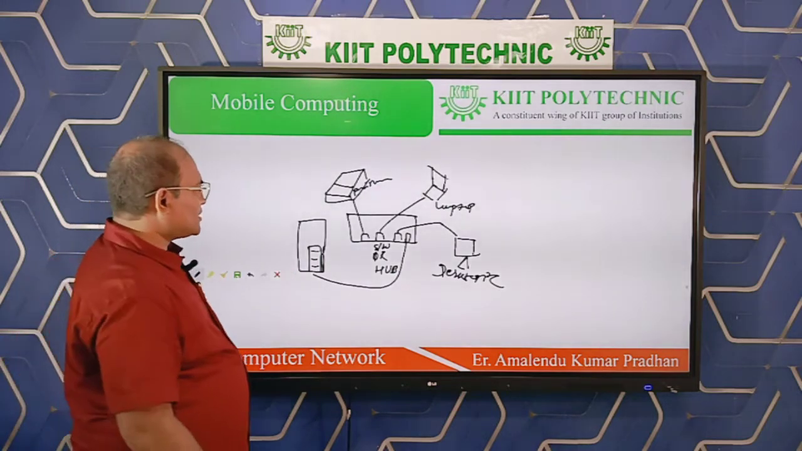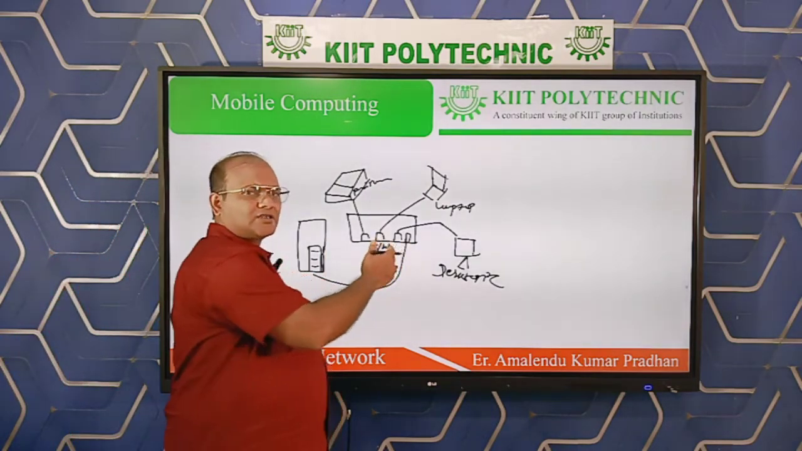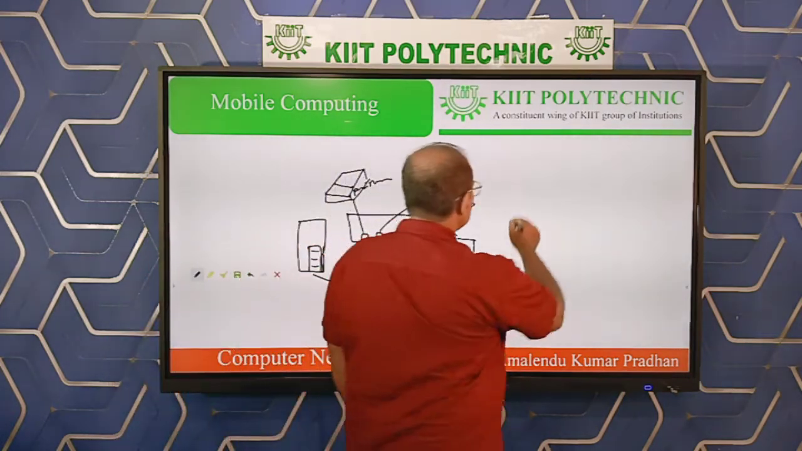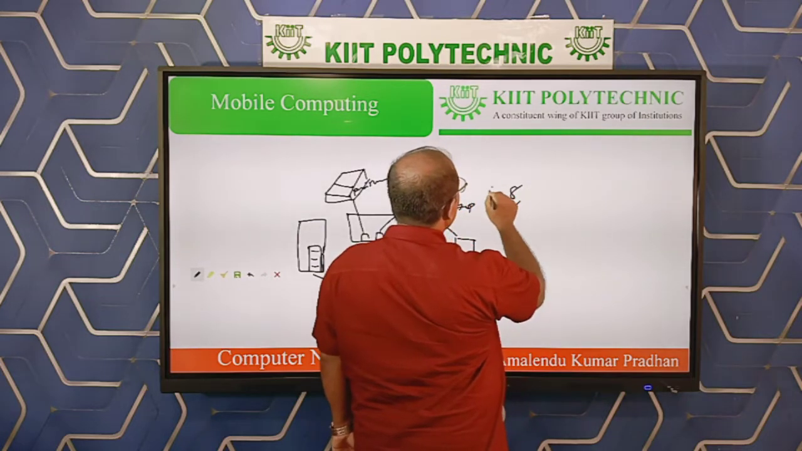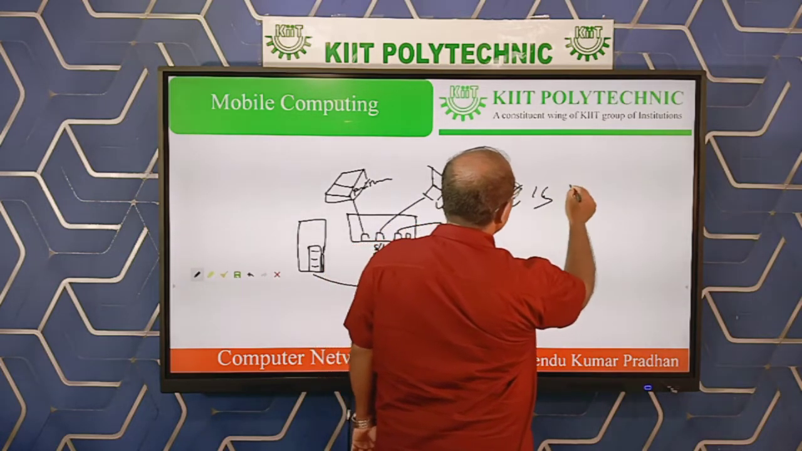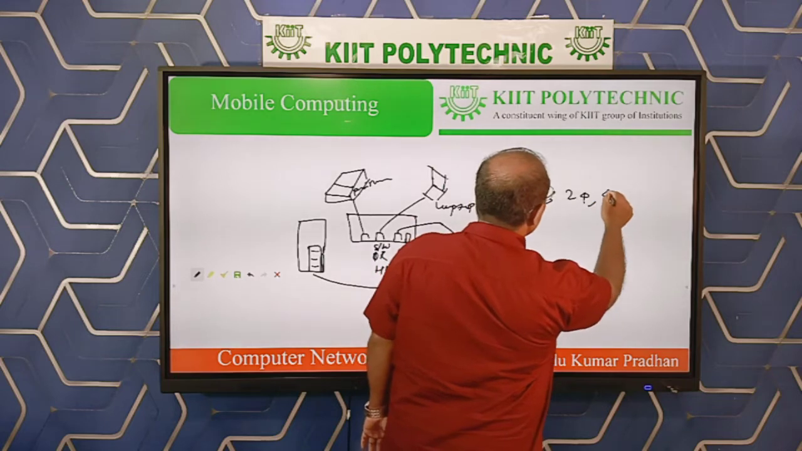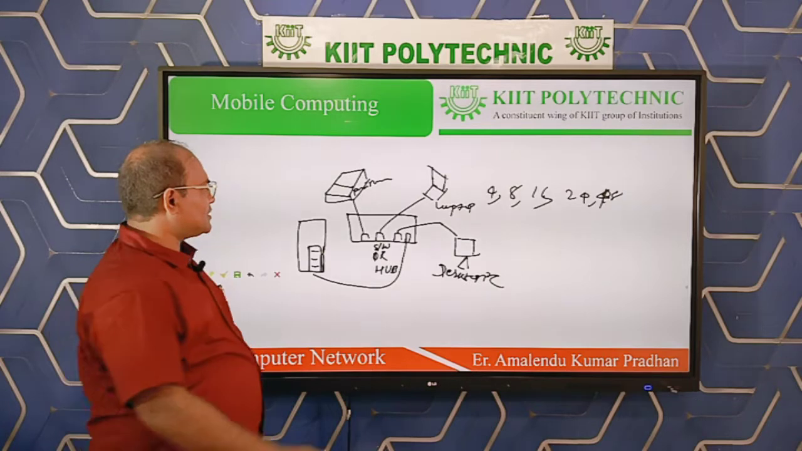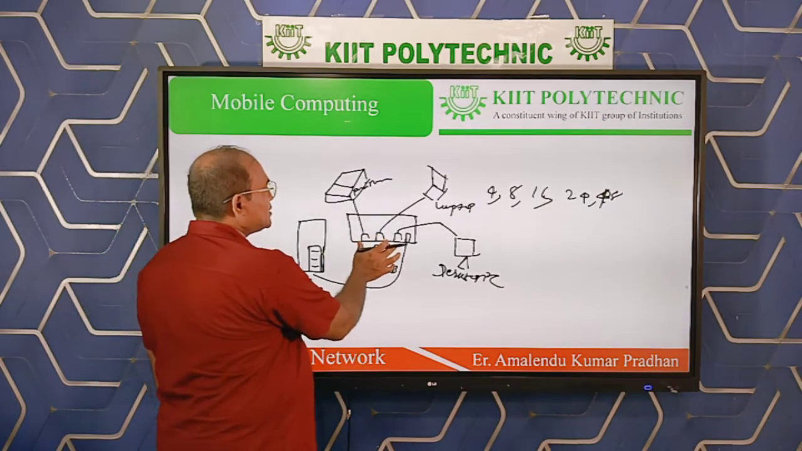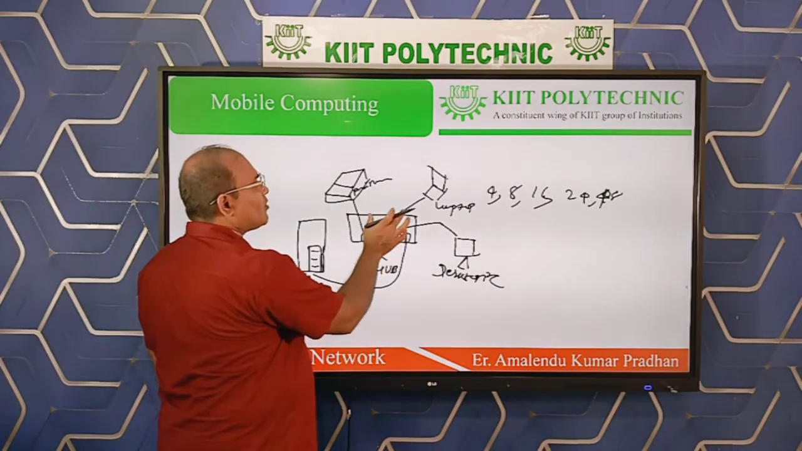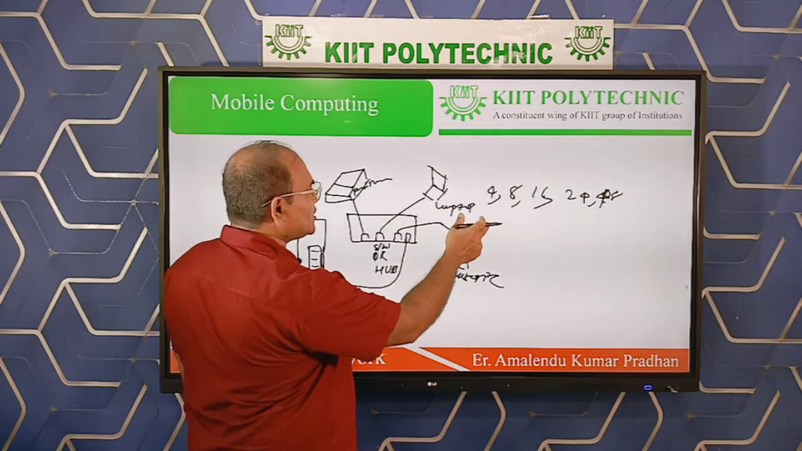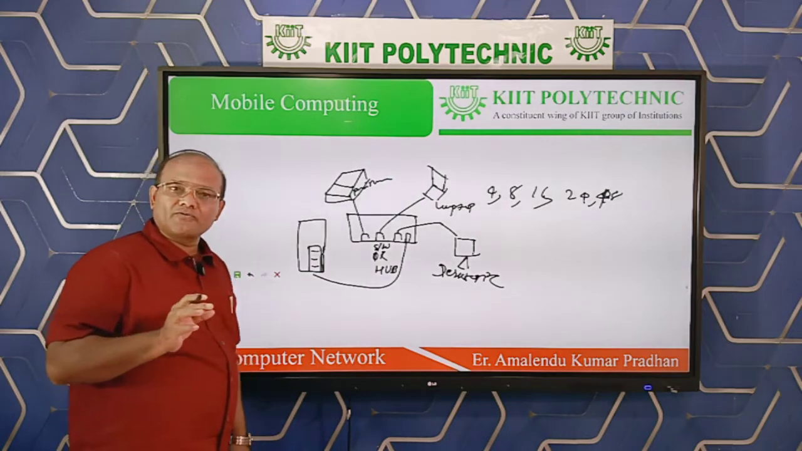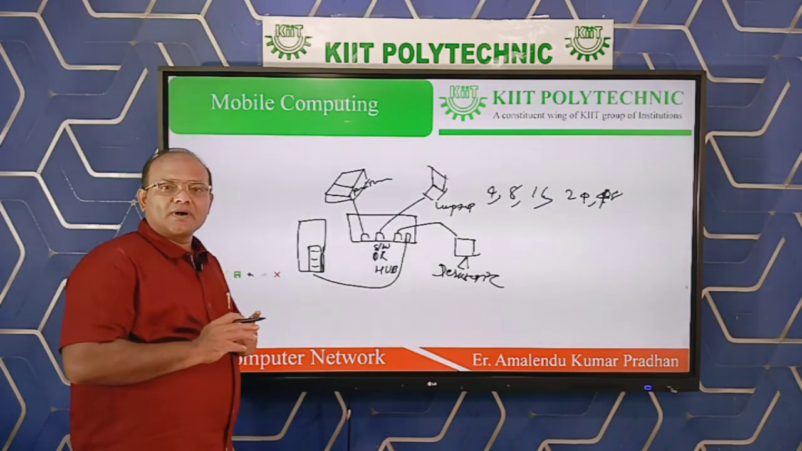So we can communicate with a number of devices. I have shown here four only, but the switch comes in configurations of 4, 8, 16, 24 and 48. One switch must have either 4 or 8 or 16 or 24 or 48 ports. So maximum we can connect 48 devices in one particular switch.